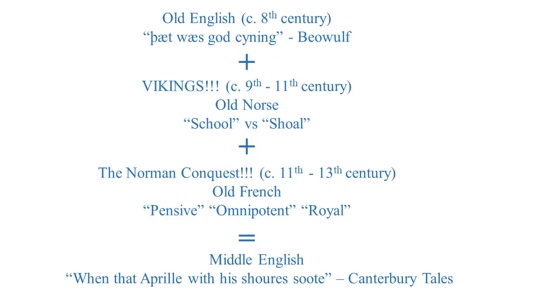So to summarize up to this point, we've had Old English, the language of Beowulf. We have the incursion of the Vikings, who brought Scandinavian root words into English. We have the Normans, who brought words from French and Latin into English. And all of this results in what we call Middle English. This is the language of Chaucer, and to a lesser extent, it's the language of Shakespeare.